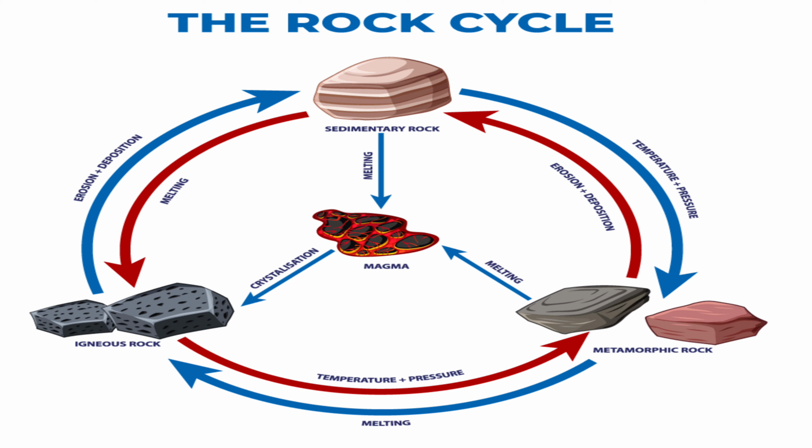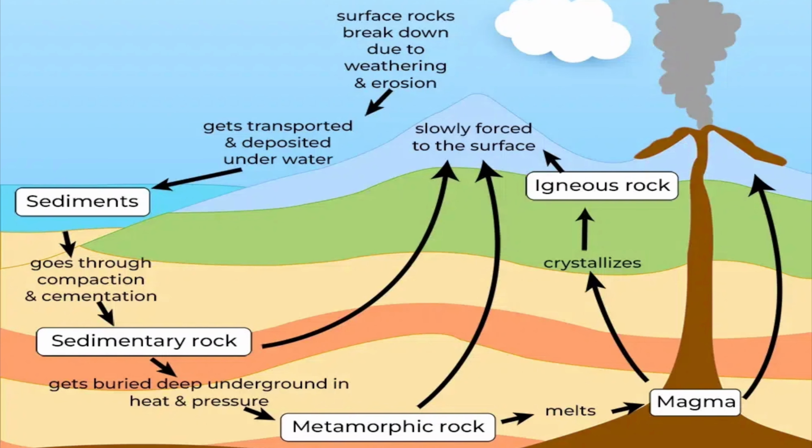So to recap, the rock cycle shows us how rocks change from igneous to sedimentary to metamorphic and back again. It's a continuous process driven by Earth's internal heat and external forces like weathering and erosion. Rocks are constantly on the move, changing and evolving over time.